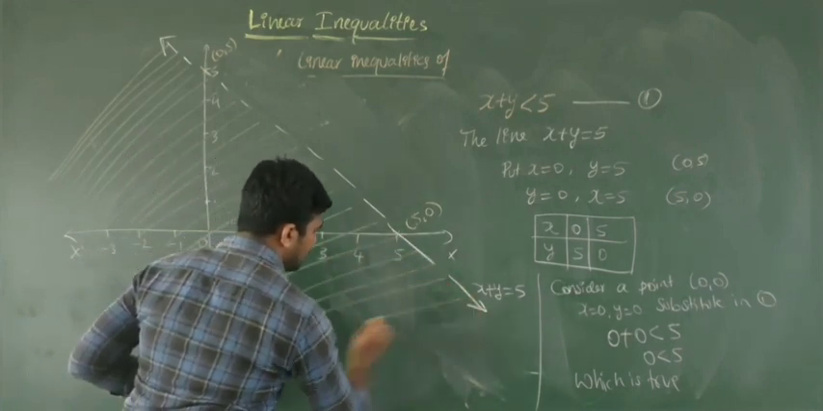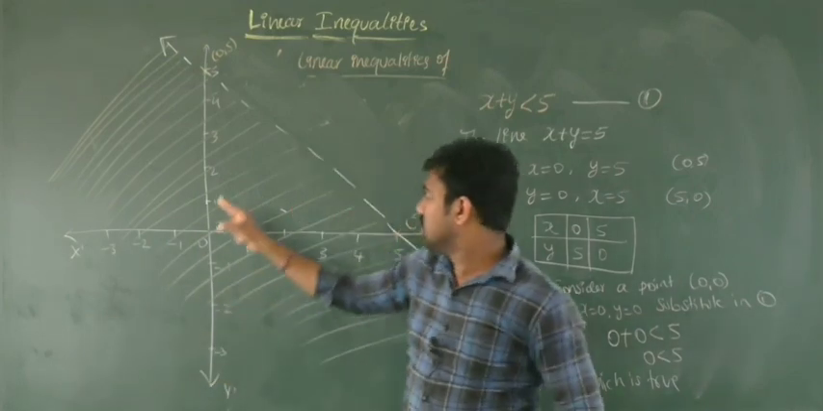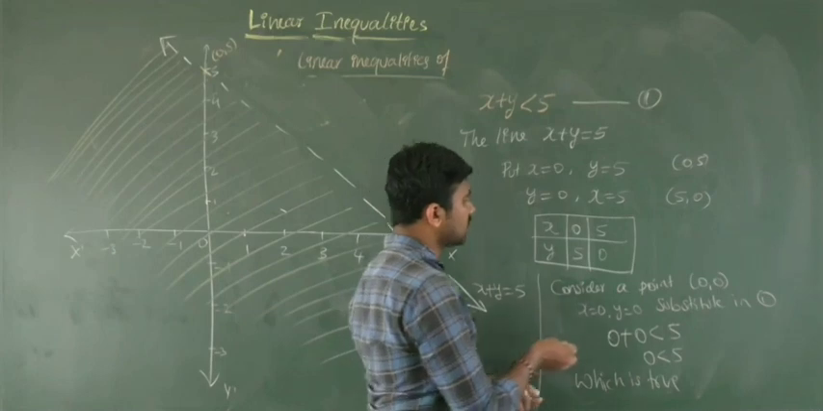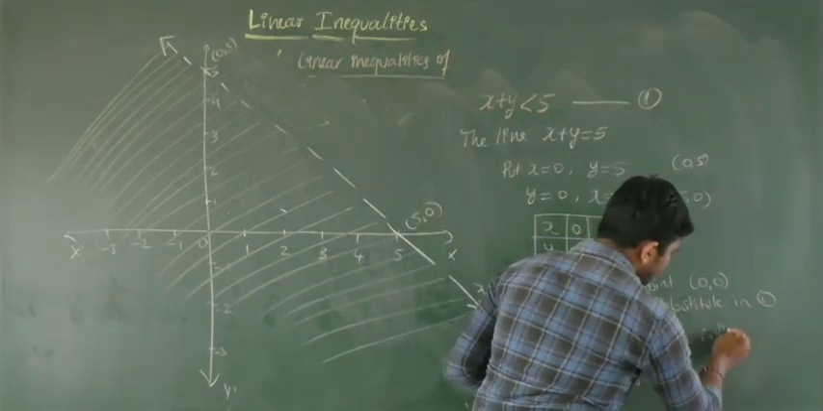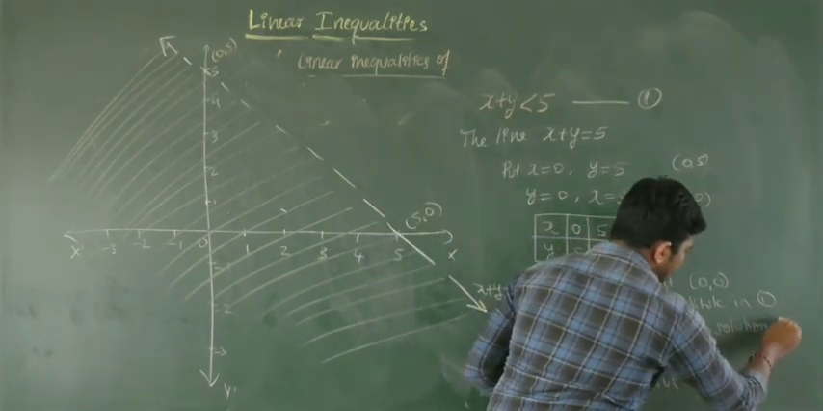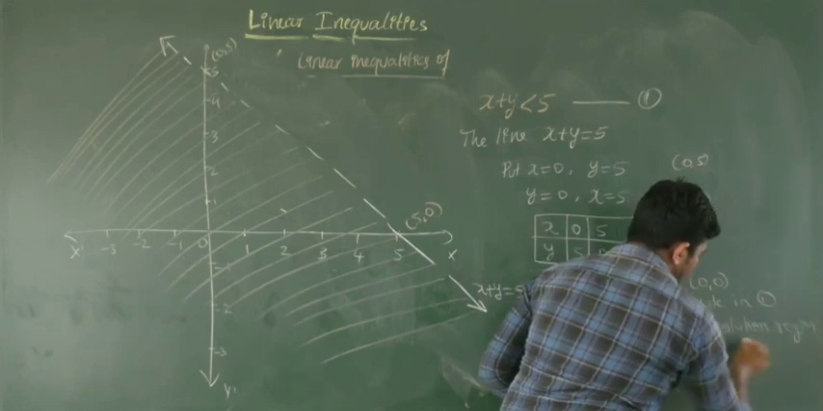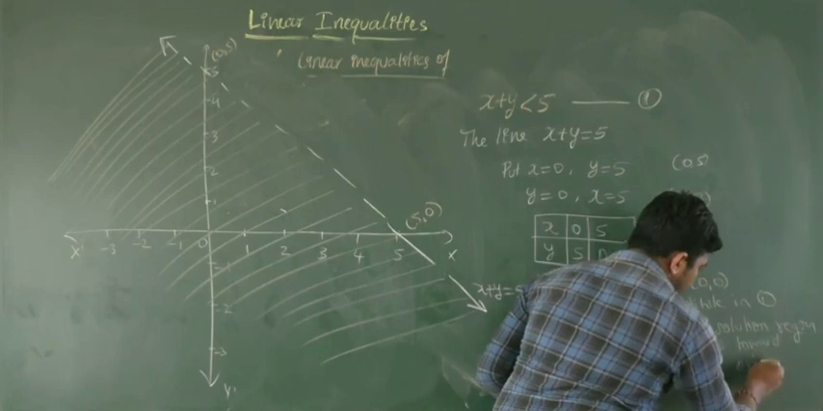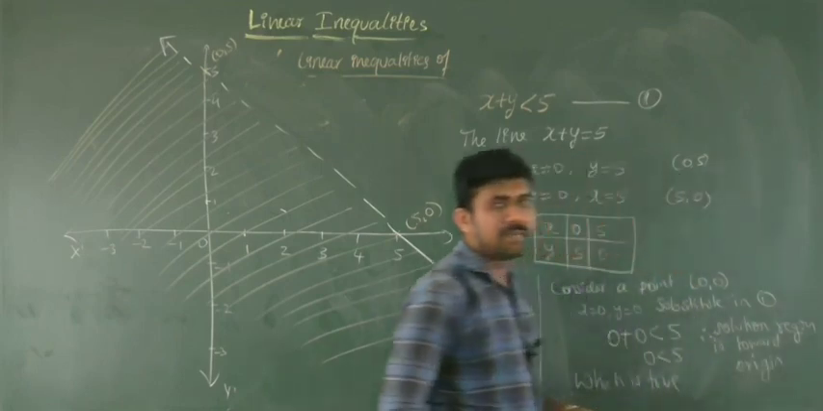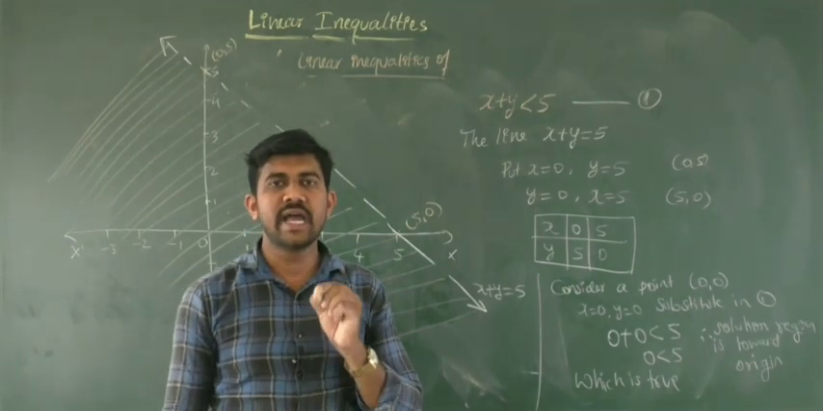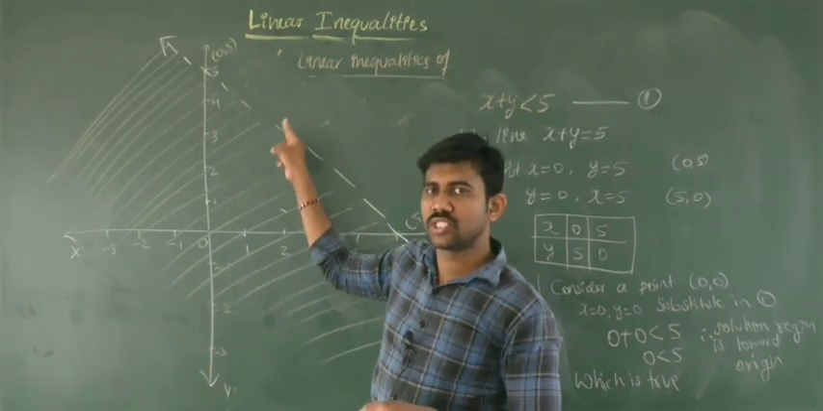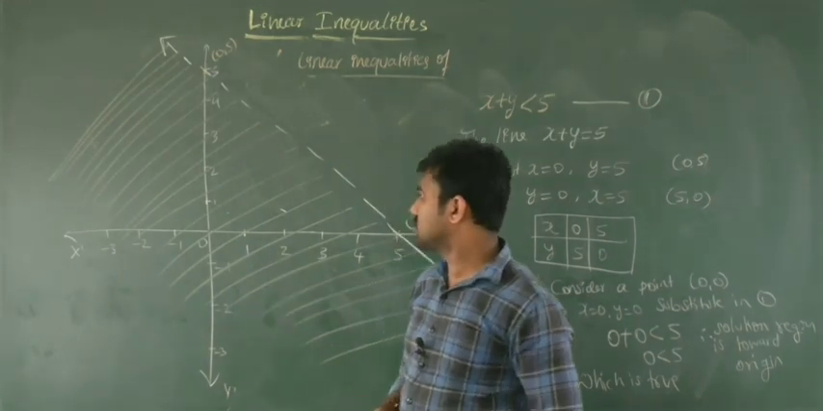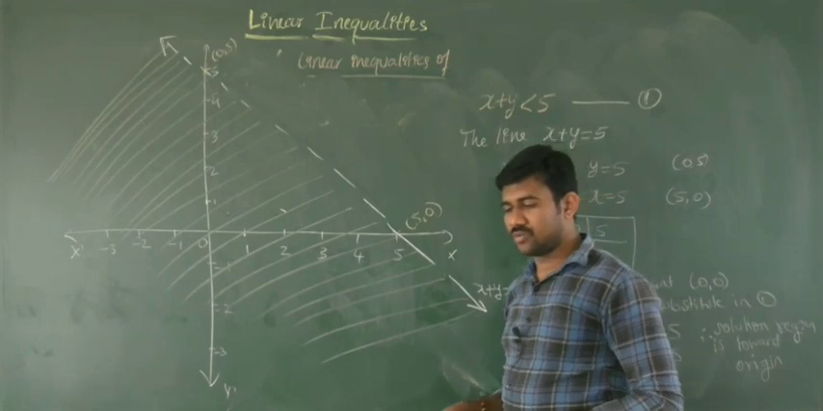Okay. Like this. So clearly we can say this is the solution region. Or we can give the conclusion here: solution region is towards origin. Okay, towards origin. In the previous question you had the solution region away from origin, but here the solution region is towards origin. Is it clear? Okay. We'll see now the next question.